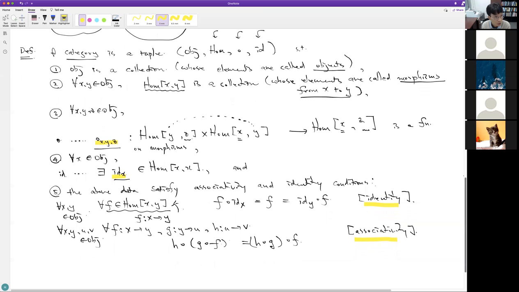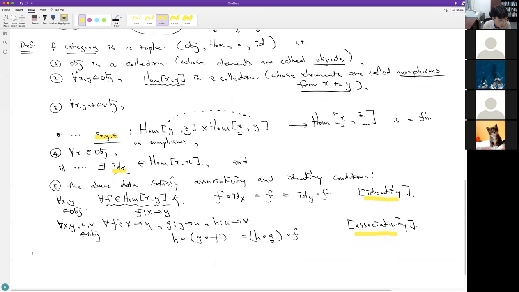Okay. So, the examples of this definition. Let me just move this. So the OBJ, I think I meant this OBJ means capital. I think this O is a capital letter.